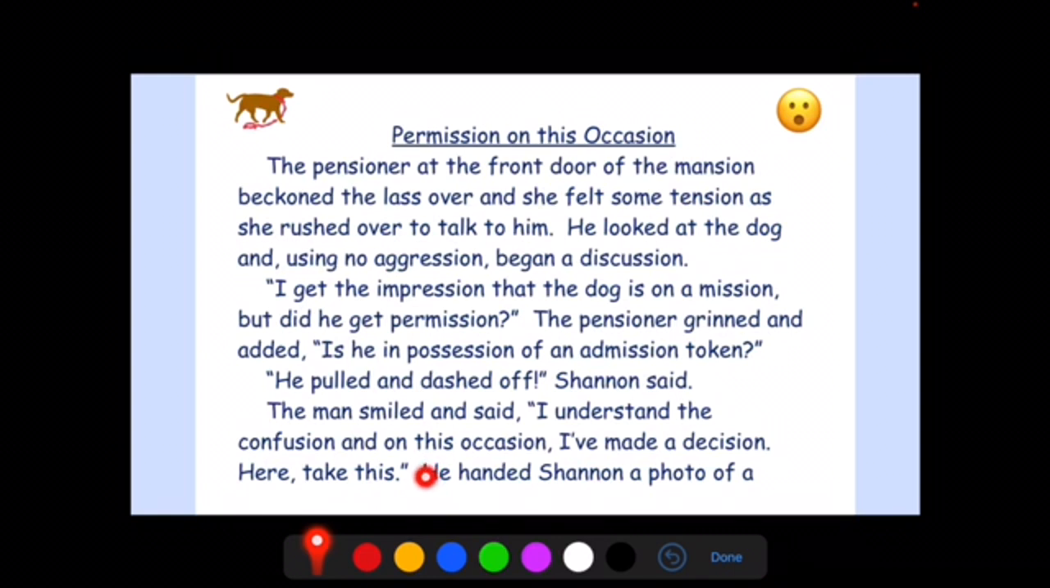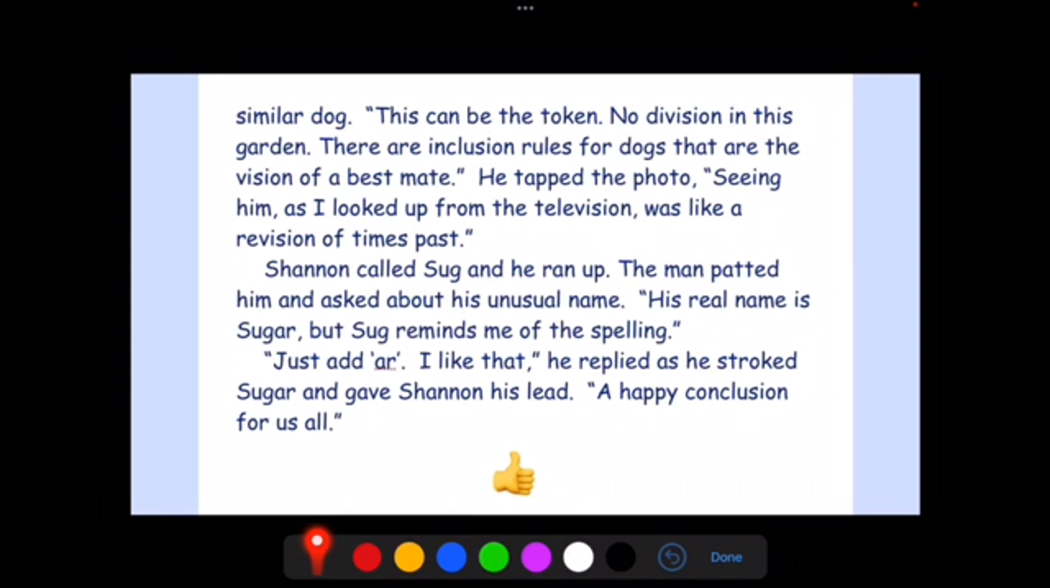Here, take this. He handed Shannon a photo of a similar dog. This can be the token. No division in this garden. There are inclusion rules for dogs that are the vision of a best mate. He tapped the photo. Seeing him as I looked up from the television was like a revision of times past.